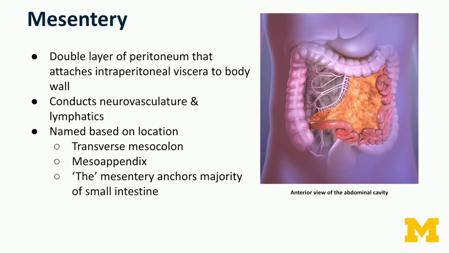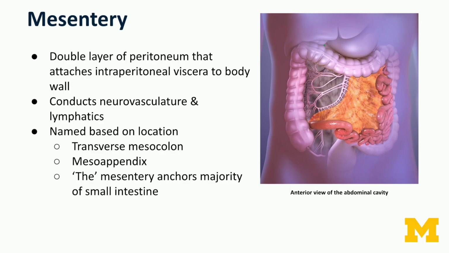Now, mesenteries are oftentimes named based on their location. So for instance, there is a transverse mesocolon. The transverse mesocolon is the part of the mesentery that is anchoring the transverse colon, which is there, to the posterior body wall. There's also a mesoappendix. That's the part of the mesentery that is anchoring the vermiform appendix.